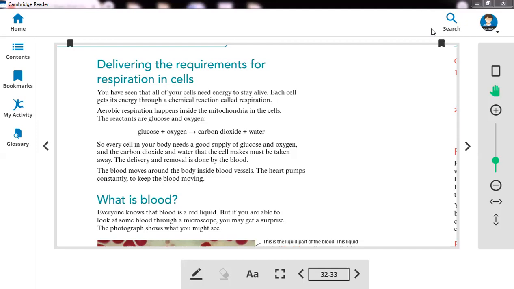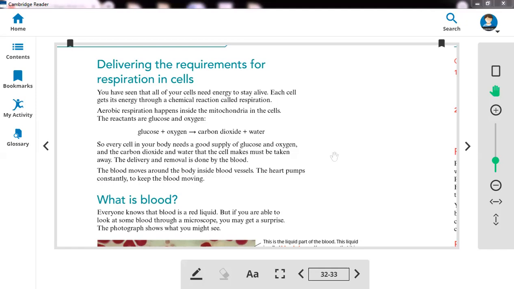Okay, if there is no blood, nothing carries oxygen from the lungs and glucose from the digested food. So you can see here, this is the equation of respiration: when glucose and oxygen combine, they make a reaction and produce energy, carbon dioxide and water.